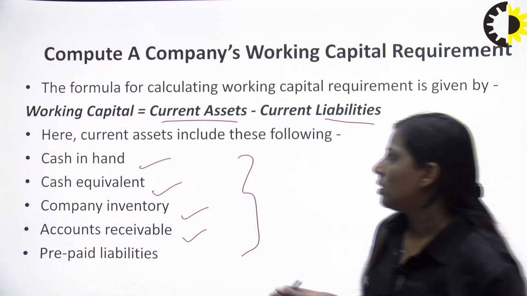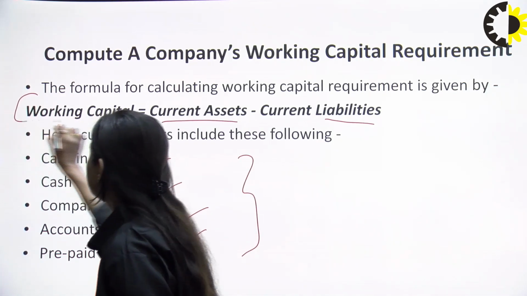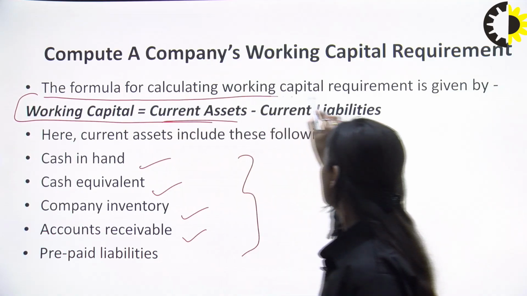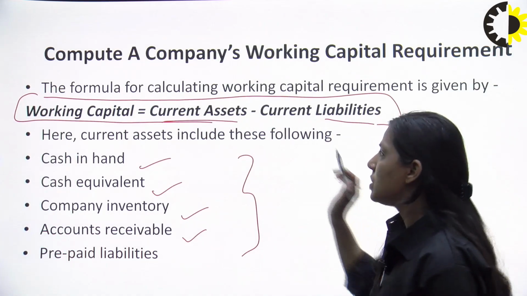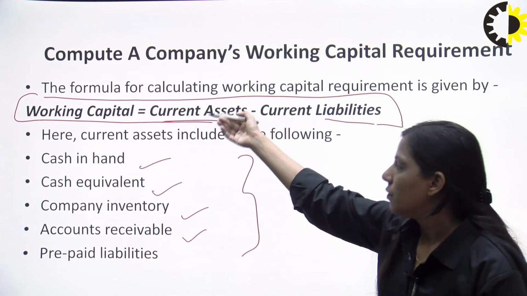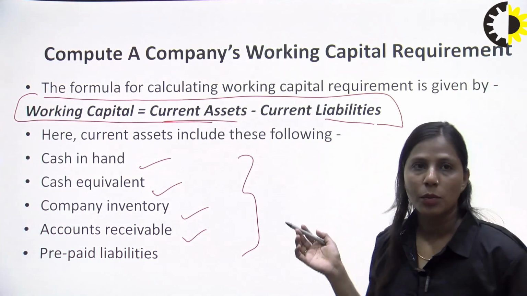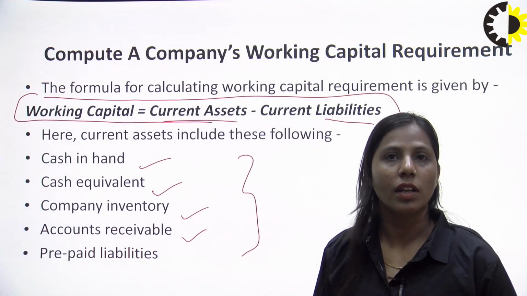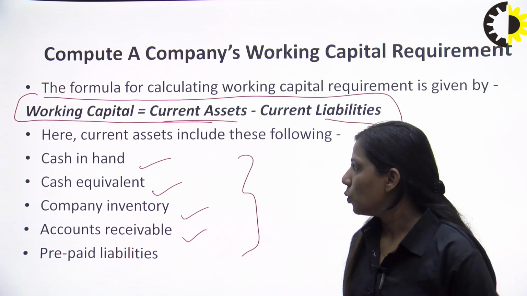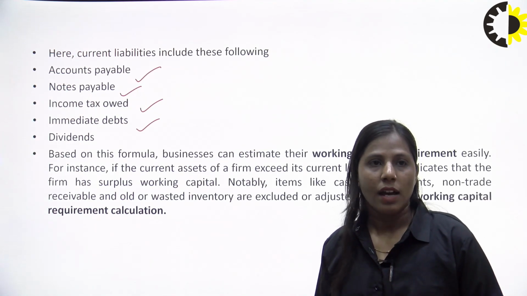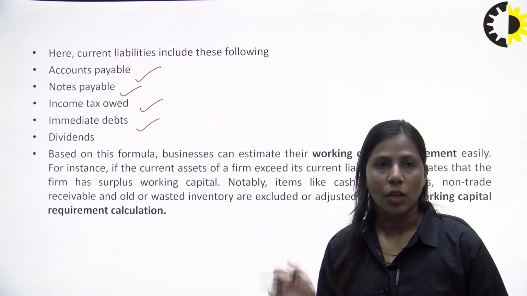So this is the particular formula for calculating the working capital requirement. It means whatever amount we are receiving, we subtract from it whatever we are paying. This is how we calculate the working capital requirement. So I hope the current assets and current liabilities are understandable. Now, based on that formula, we can calculate things.